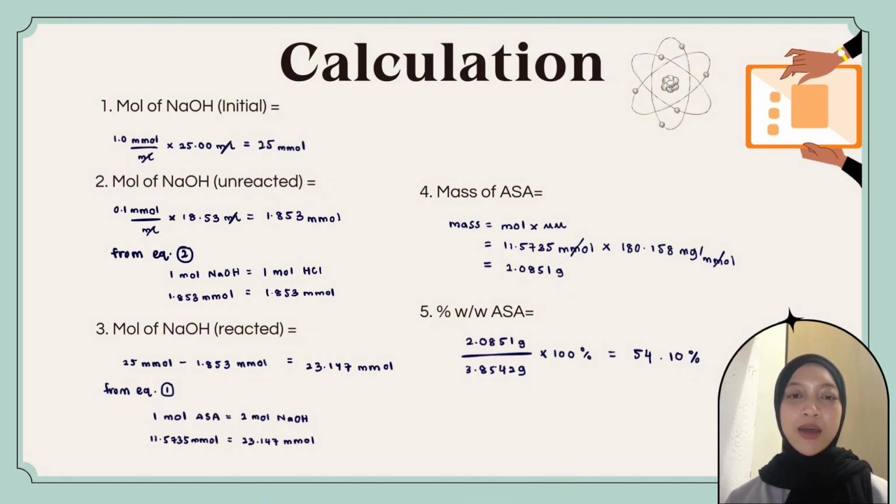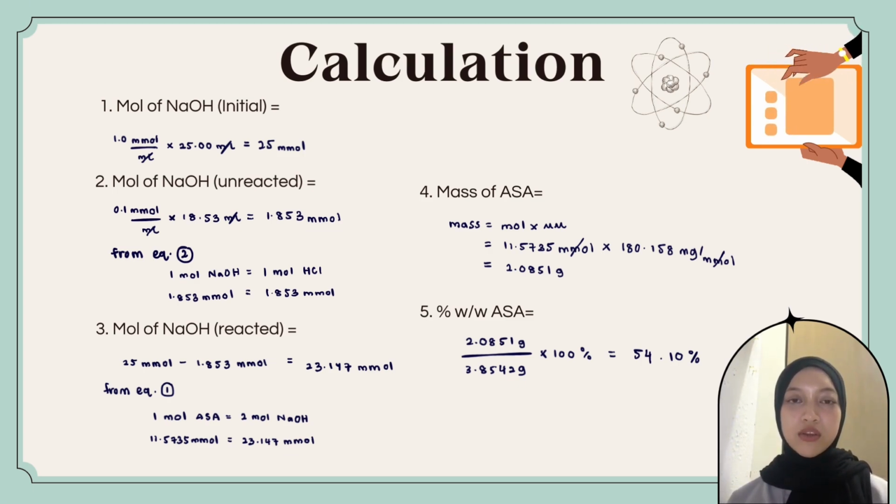The initial moles of sodium hydroxide are calculated by multiplying the concentration of sodium hydroxide, which is 1.0 millimole per ml, by the volume of sodium hydroxide used, 25 ml, resulting in 25 millimole of sodium hydroxide.